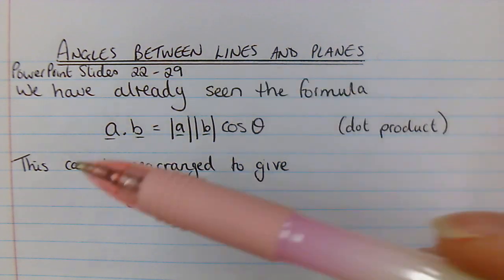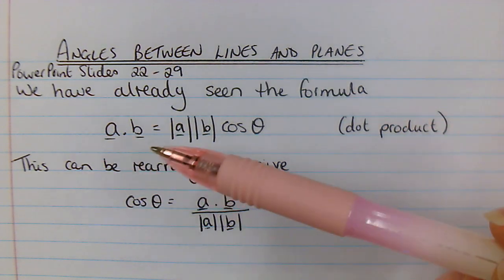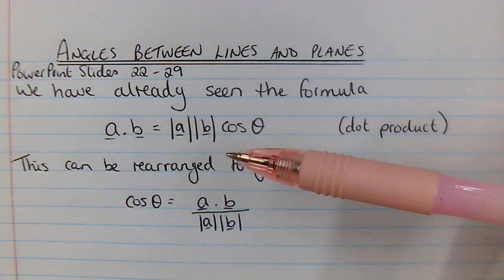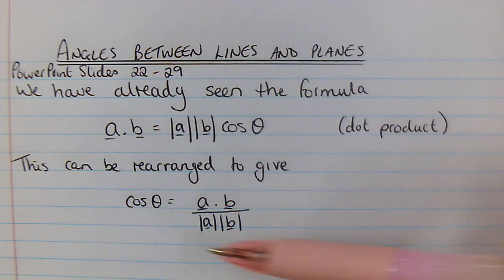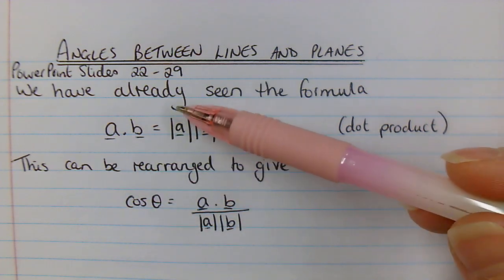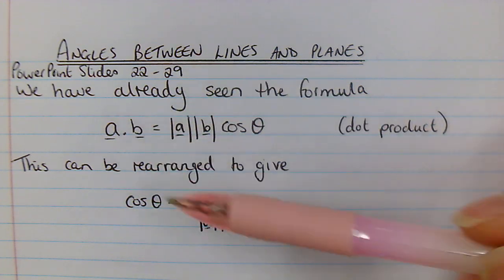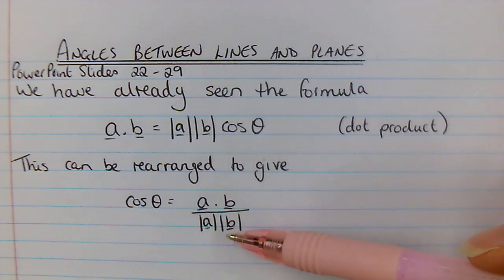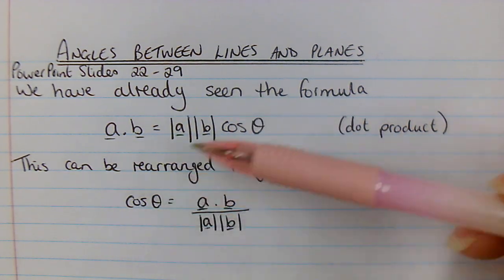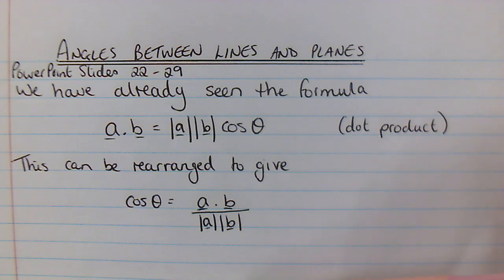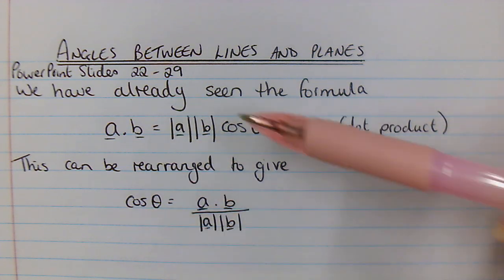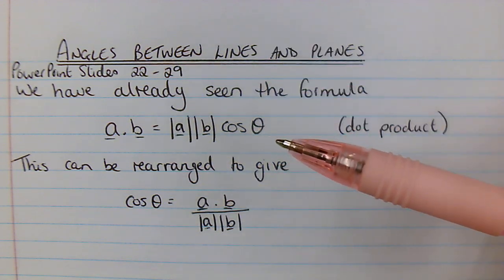Okay, so you've already seen the dot product formula. A dot B is equal to the modulus of A times the modulus of B cos theta. And we can rearrange that to work out cos theta, so just taking the modulus of A and the modulus of B underneath. So we've got A dot B over modulus of A, modulus of B. Okay, that will obviously then allow us to work out the angle between two lines, between A and B in this case.